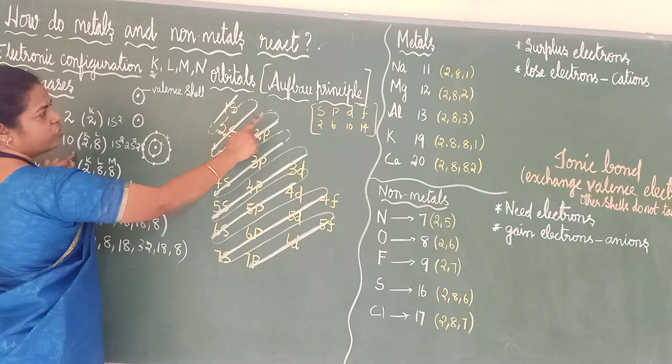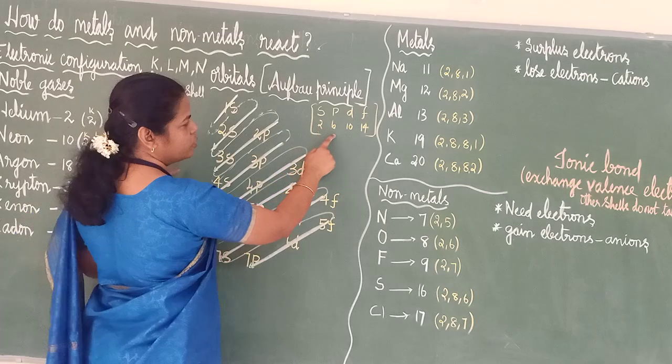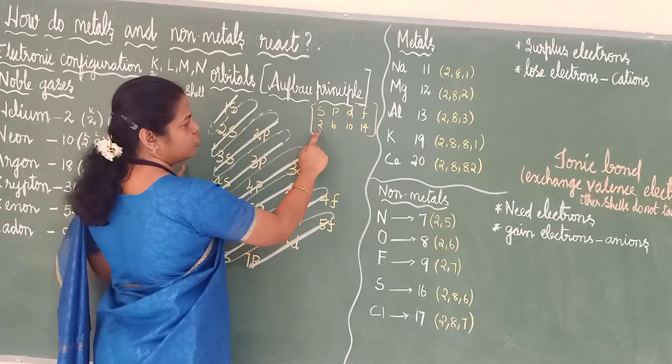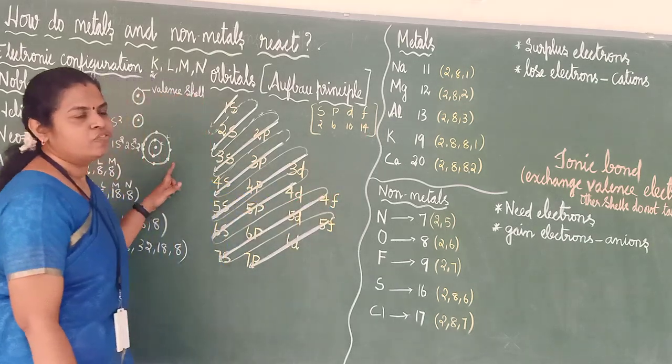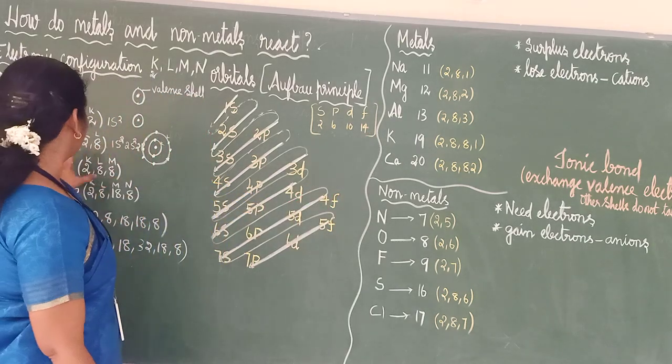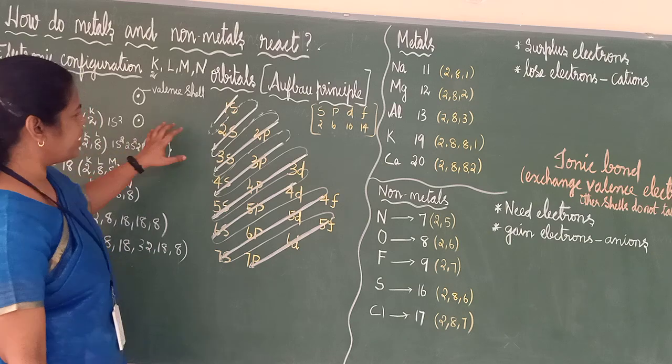Okay, S will always have 2. P will have 6. Maximum, S can hold 2 electrons, P can hold 6 electrons, D can hold 10 electrons, F can hold 14 electrons. Okay, now if I am writing for argon, I should go till 18.